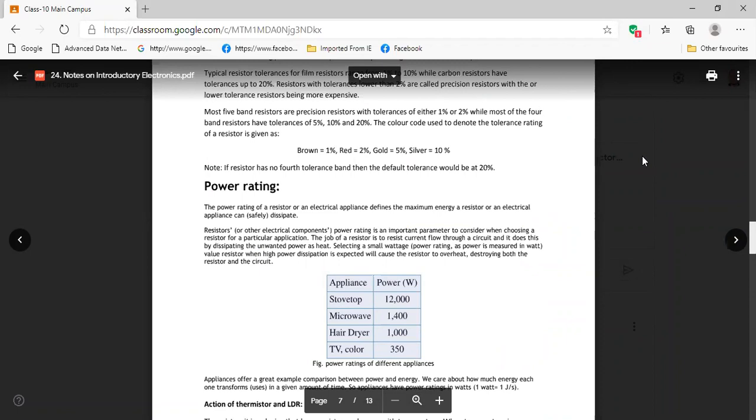This way, for different appliances, we have different power ratings. That means this much power can be absorbed or can convert from electrical energy to other forms of energy. In a heater, it turns to thermal energy, right?